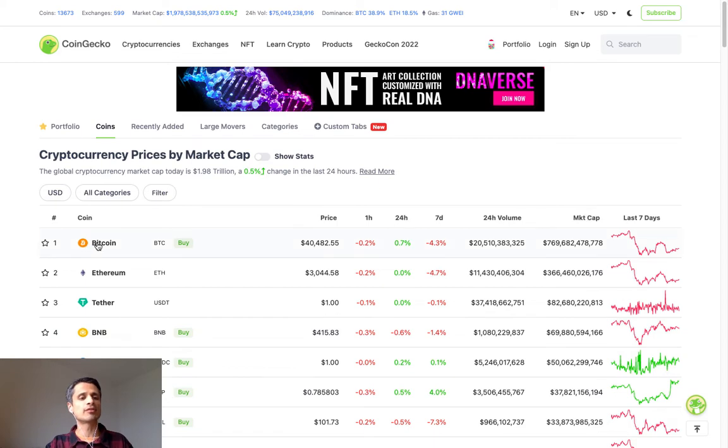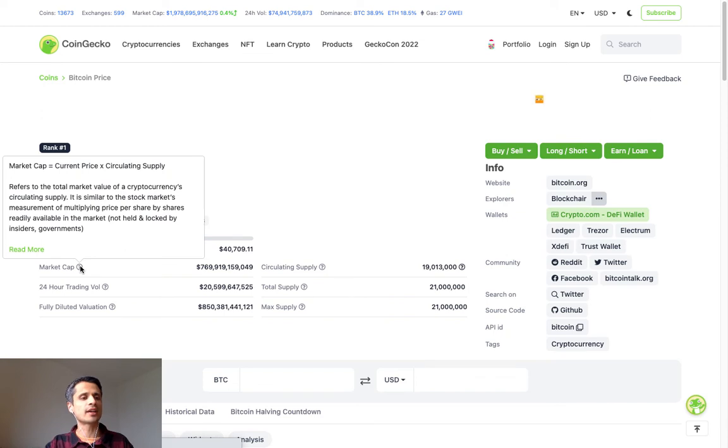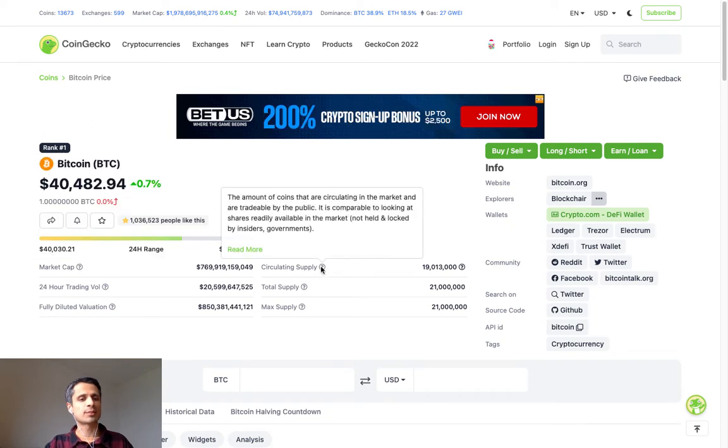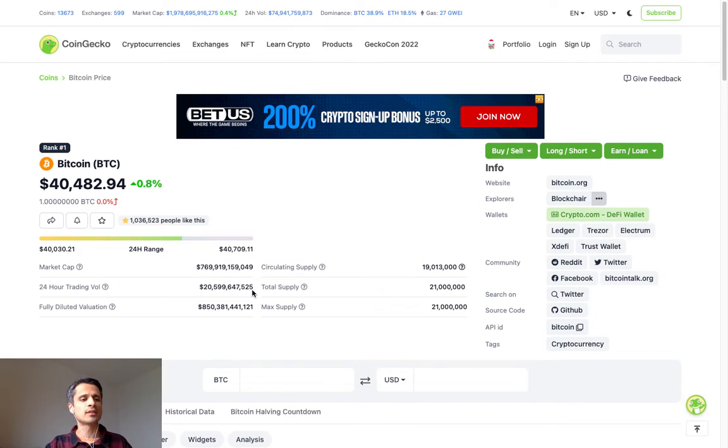Let's look at Bitcoin first. So here we can see market cap equals the current price multiplied by the circulating supply. Circulating supply is simply the amount of coins that are circulating in the market and are tradable by the public. The maximum supply of Bitcoin has not been reached because not all coins have been mined. Also, some coins have been burned or lost.